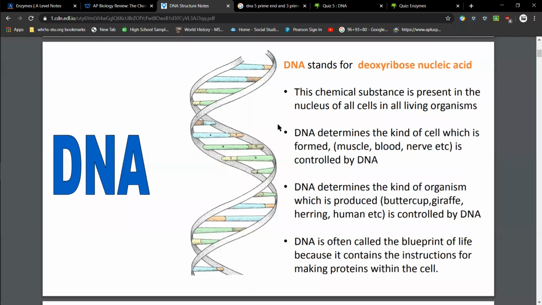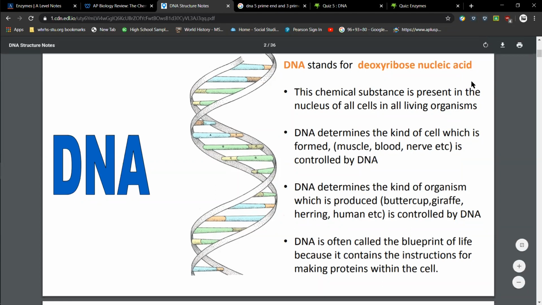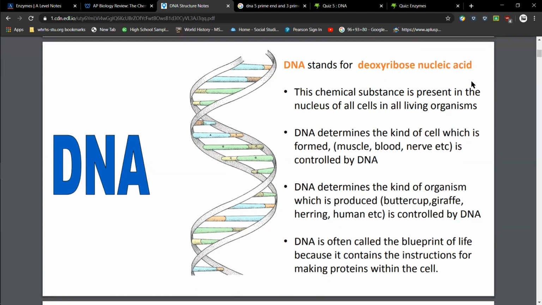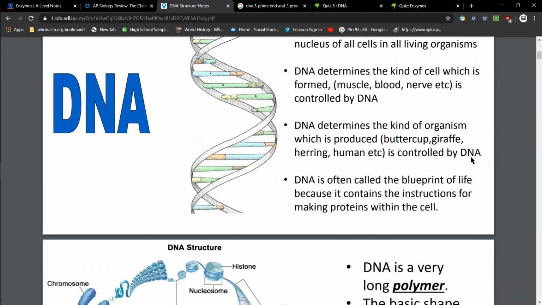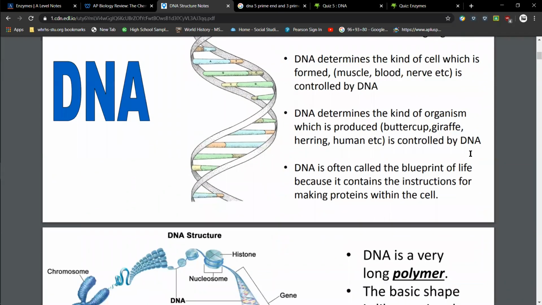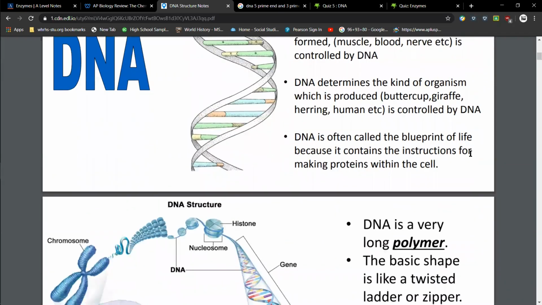And this chemical substance is present in the nucleus of all living cells and all living organisms. And also DNA kind of determines what kind of cell is formed. And we'll get into how DNA controls that in a later lesson. Today we're just going to be talking about the structure and basic functions of DNA. And so DNA is kind of called the blueprint of life because it contains the instructions for the making of proteins within the cell.